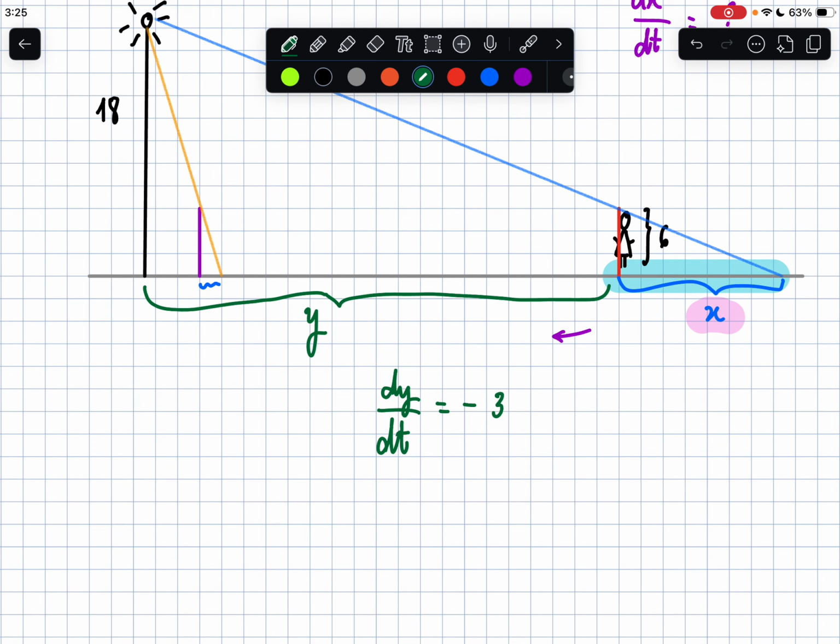So we know that 3x equals x plus y, multiplied by 1. This gives us 3x minus x, 2x equals y.